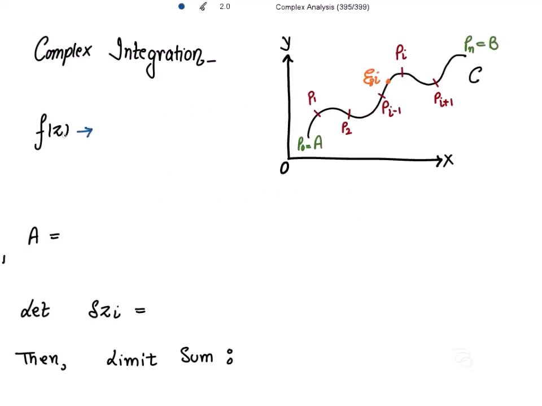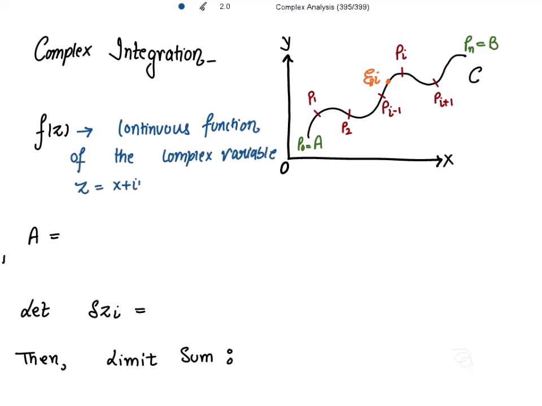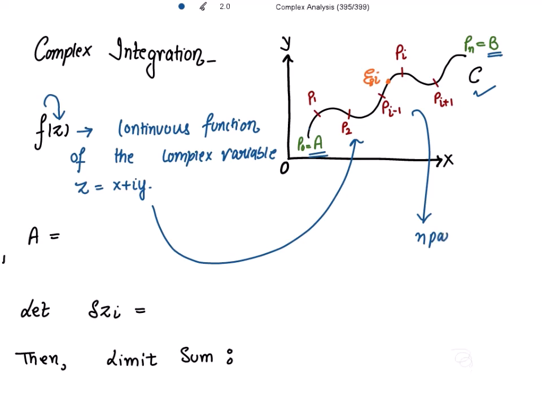Here we are considering f(z) to be a continuous function of the complex variable z, where z is x plus iota y. This variable z is defined on all the points of the curve C, having the endpoints A and B, right? Let's divide this curve into n parts.